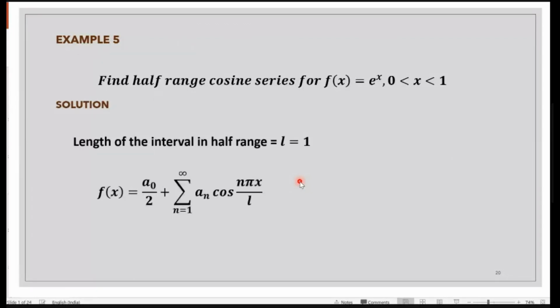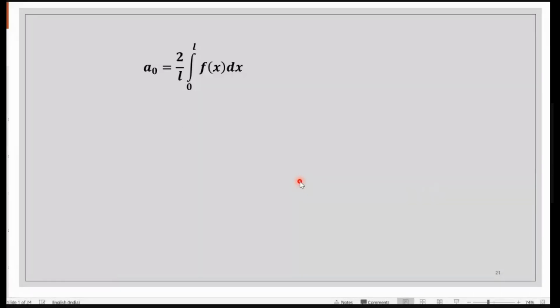Calculating a0 and an. Since cosine is asked, we have to calculate a0 and an, and if sine is asked, then we have to calculate only bn. So calculating a0: L is equal to 1, so 2 times integral 0 to 1, e raised to x dx. Integration of e raised to x is e raised to x itself. Apply the upper limit and the lower limit. We will get 2 into (e minus 1).